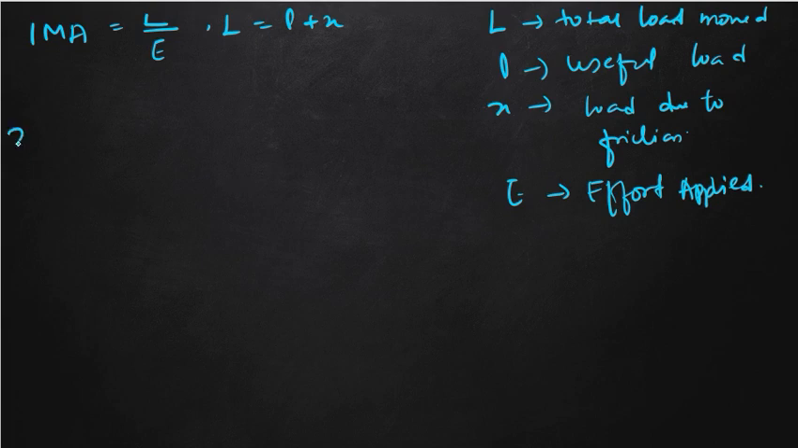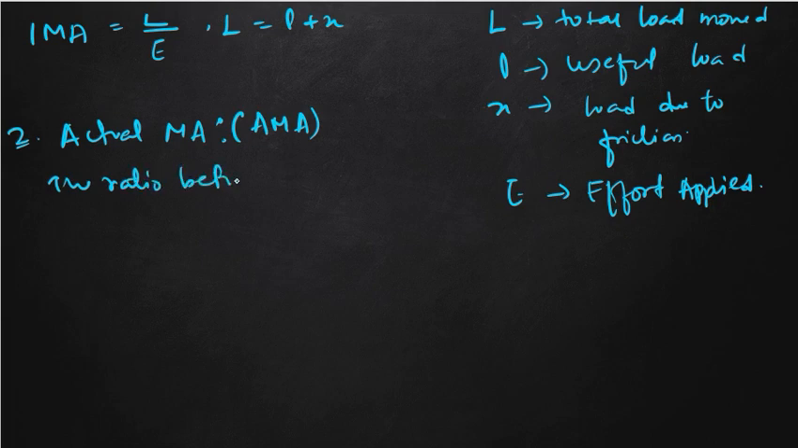Clear? So the second one is actual mechanical advantage, AMA. Okay, actual mechanical advantage. So what is it? It is the ratio between the useful load moved to the effort applied.